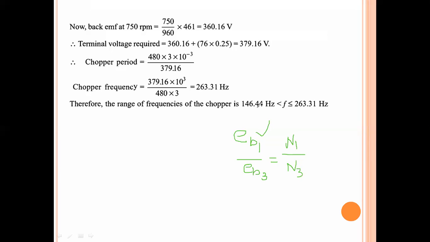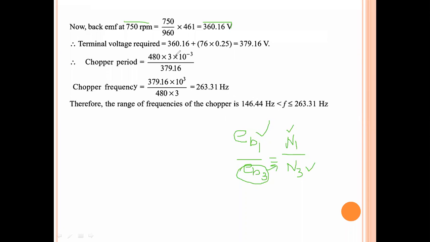We know EB1, which is 461 volts. We know N1, that is 960 RPM. And now N3 is the final speed, which is 750 RPM. We need to calculate the back EMF at 750 RPM. Now it is easy to calculate EB3 from this relation, right? So from this relation, at 750 RPM, EB3 is 360.16 volts.